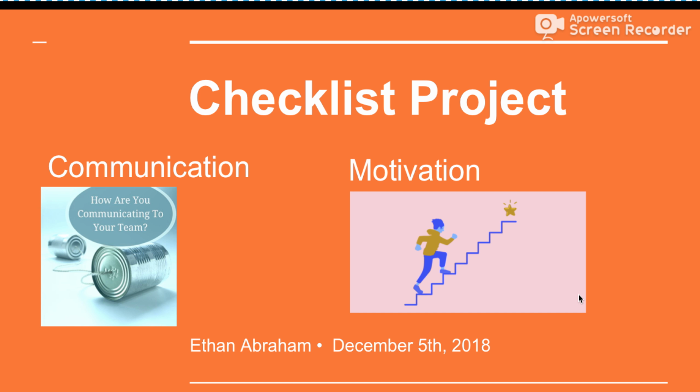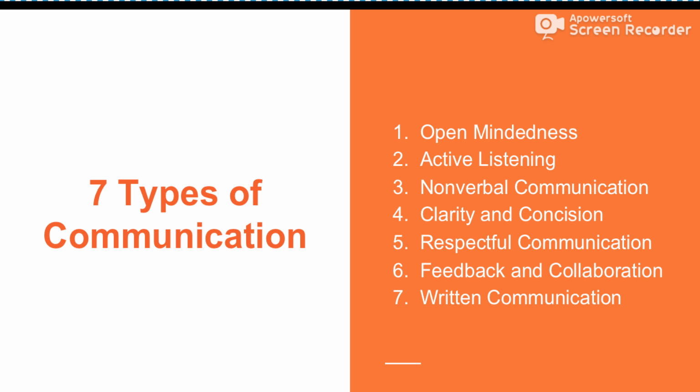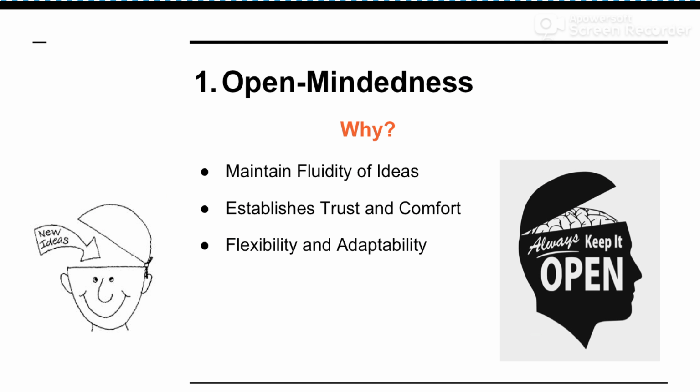So here we have my checklist project where I'll be discussing 7 types of communication and 4 types of motivation. The 7 types of communication I will be addressing are open-mindedness, active listening, nonverbal communication, clarity and concision, respectful communication, feedback and collaboration, and written communication. The first one is open-mindedness.